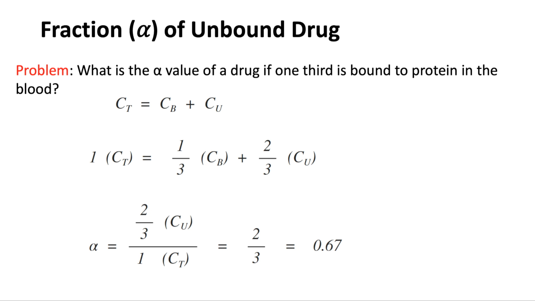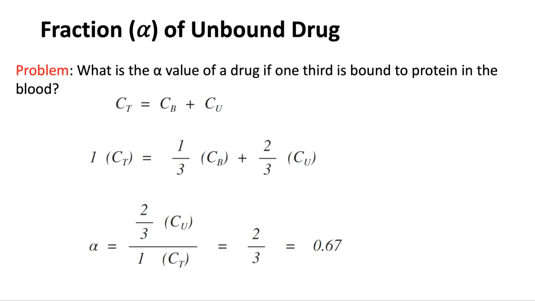And then going down, you can remember that alpha was equal to the unbound concentration divided by the total. So if 2/3 of the concentration is unbound over the total concentration, which would be 1, then 2/3 divided by 1 is equal to 2/3. That means our alpha, if we divide that out into a number, is equal to 0.67, so 67%. Or 2/3 of this drug is unbound.